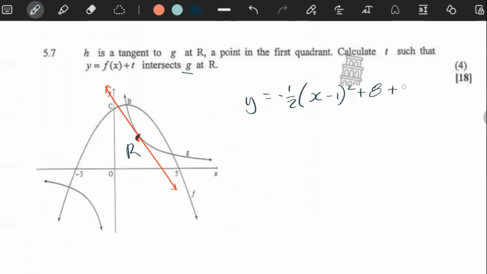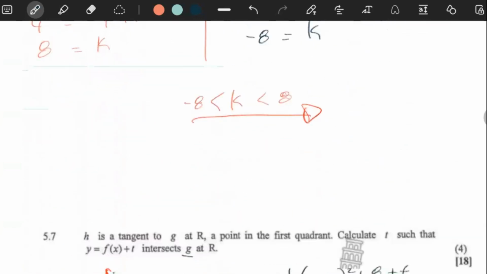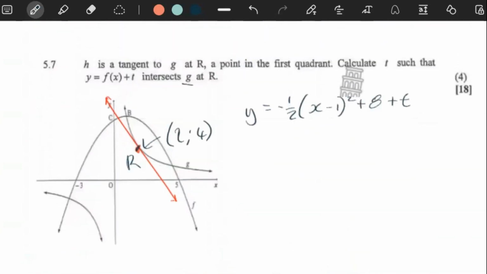And then you have plus t here. So they say this equation is the equation of y, right? They said here, calculate t such that this equation intersects g at r. Well, what we already know is that the coordinate of r is (2, 4). We got it from the previous question. That's very easy. So calculate t such that this graph intersects g at r.